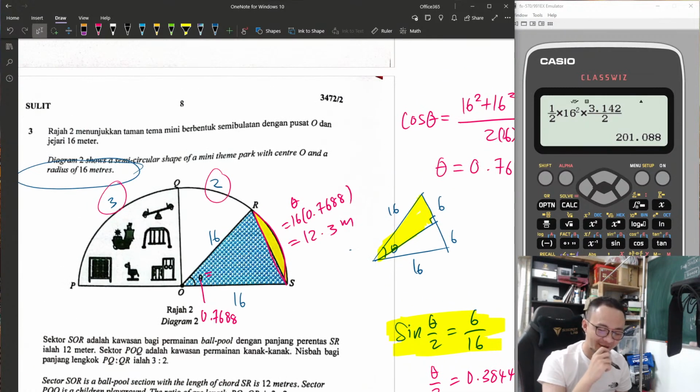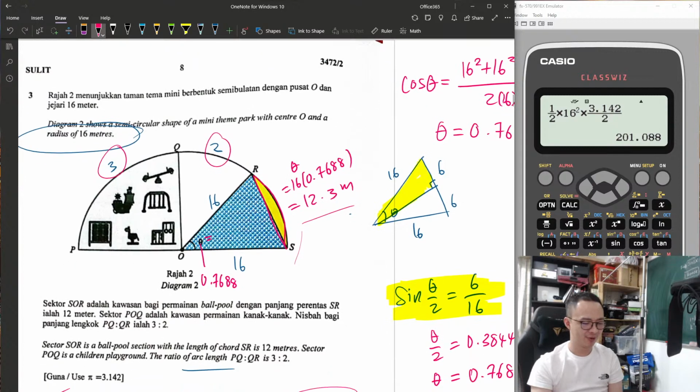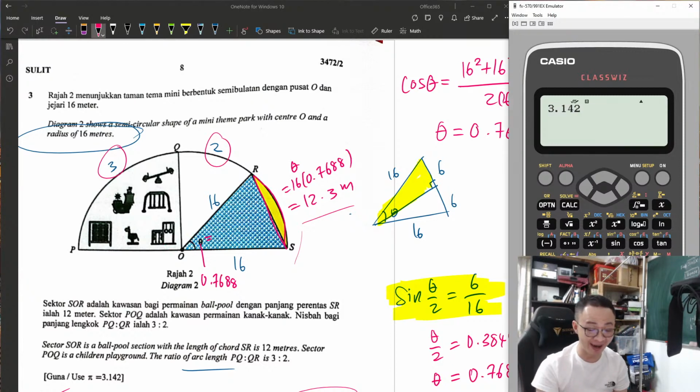Let's do it. But we do not know what exactly this ratio is. Oh, okay, yes, because here is basically 180 degrees. I can use 3.142, which is pi, minus 0.7688. Sorry, I cannot straight away assume it's 90 degrees. Thanks for reminding me.